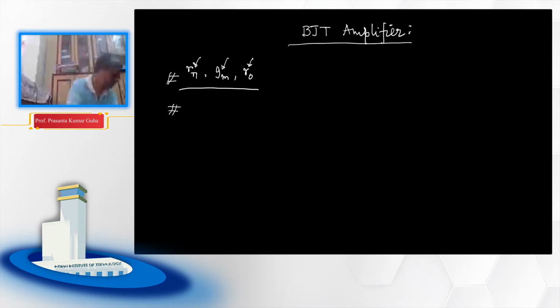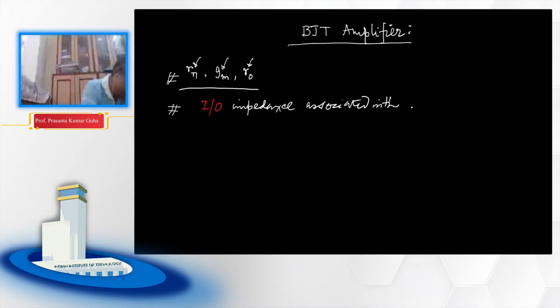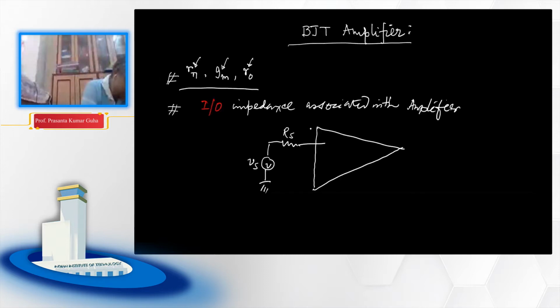We have also discussed input and output impedance associated with an amplifier. We have seen that if I have an input signal, say Vs, and Rs is the resistance of that input signal which you want to amplify, and Rin is the impedance or resistance associated with the amplifier, and the amplified signal is V, and this is Rout and R load.